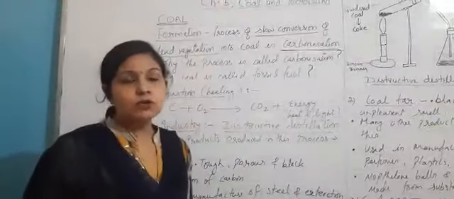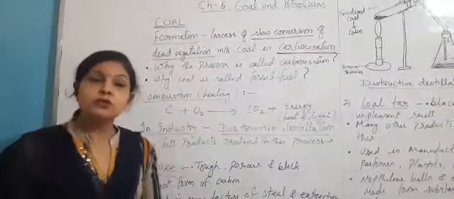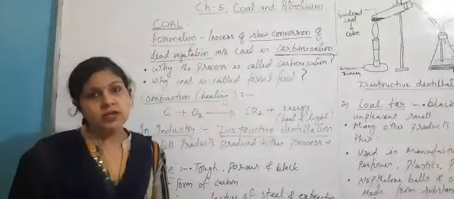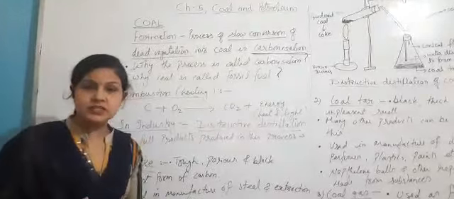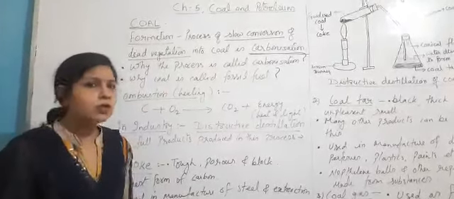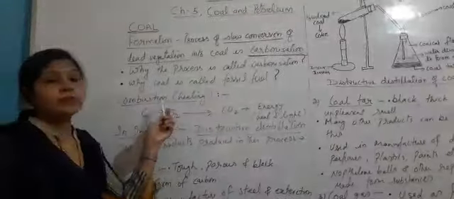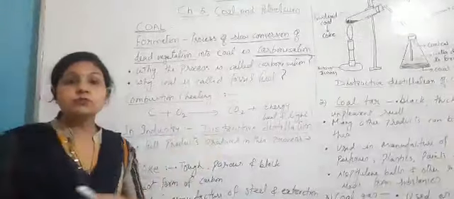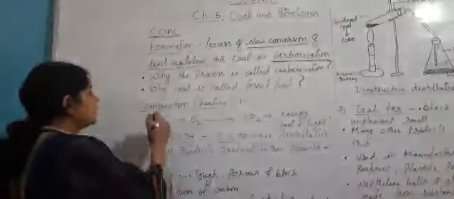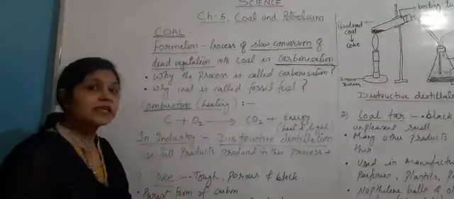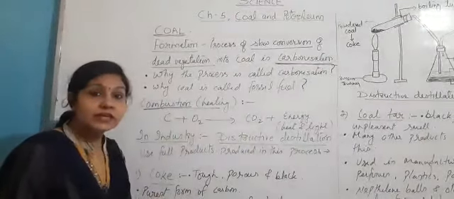Now, as I told you, coal is a fossil fuel. It is also called a fuel because we use it for our daily purposes. We use it in thermal stations and many more places that I will tell you later on. So how can we produce heat from the coal? The first process is combustion. Combustion means heating.